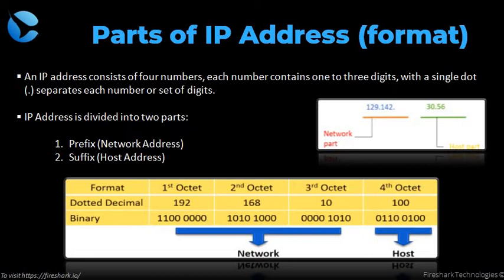The first part of IP address is used as network address and the last part is used as host address. If you take the example, it can be divided into 2 parts like this. The network part is also known as prefix, while the host part is also known as the suffix part.